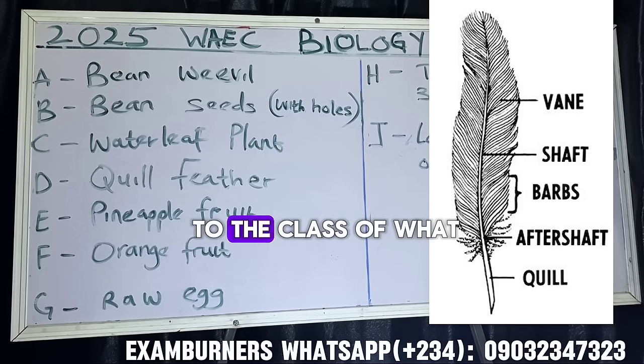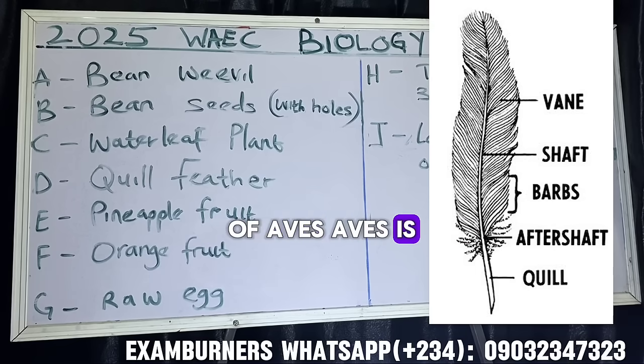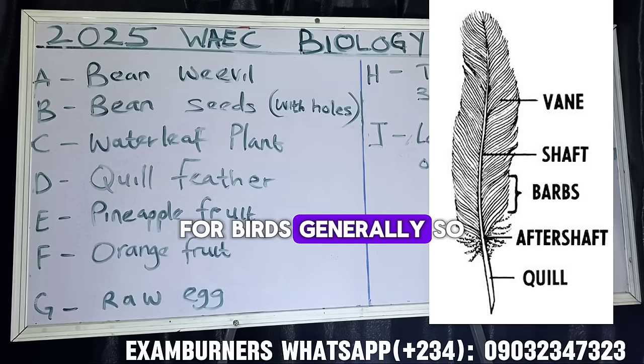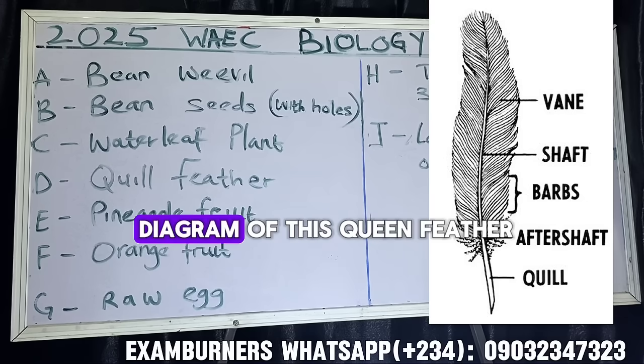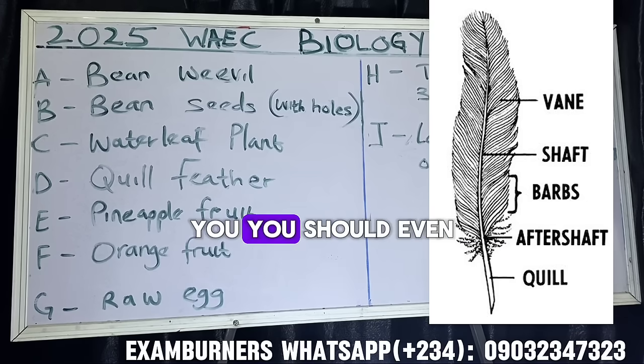Chordata, and it belongs to the class of what? Of Aves. Aves is the class for what? For birds generally. So I'll be putting a diagram of this quill feather on the screen. You should even be seeing it on the screen already. So it's on the screen.